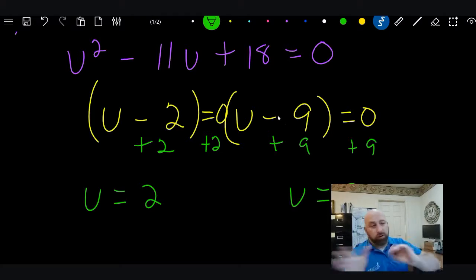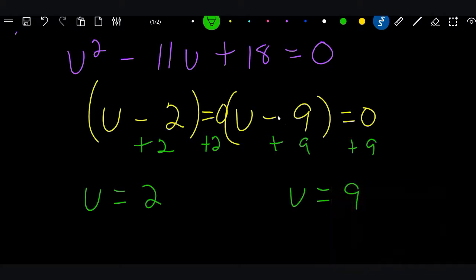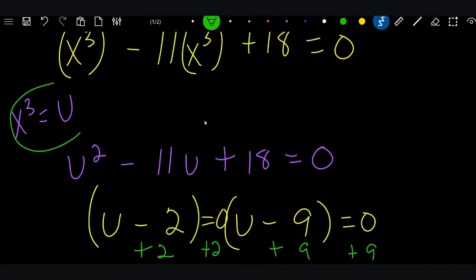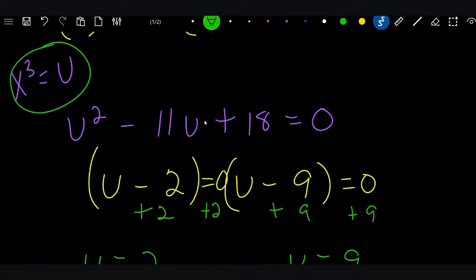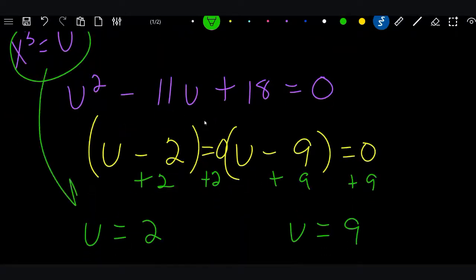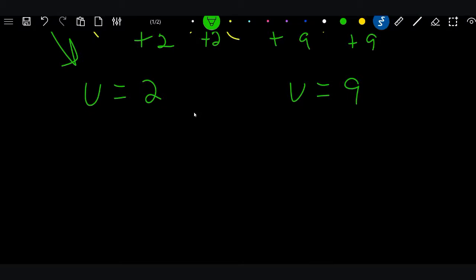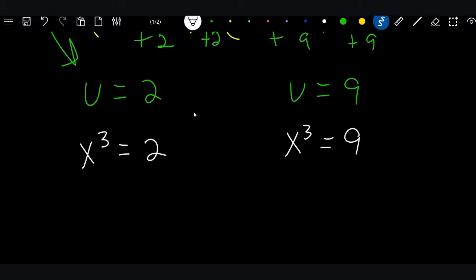Done, right? Solved. Good. No, not quite. We did something earlier, didn't we? We substituted x cubed in for u. Well, what we have to do right here is we have to substitute it back in. In other words, we have to say now it's x cubed equals 2. We're getting rid of the u. We're taking the u back out. And then we're going to say x cubed equals 9.